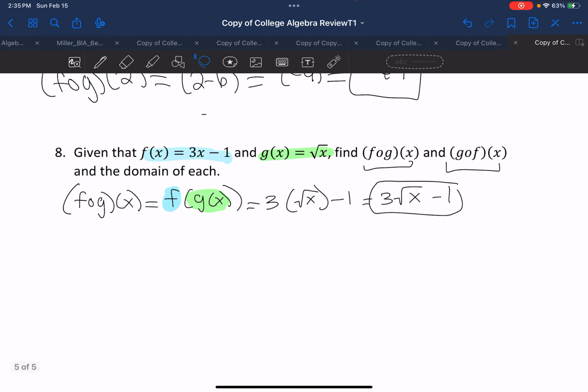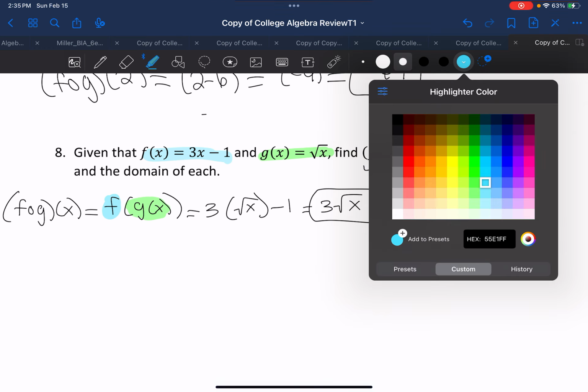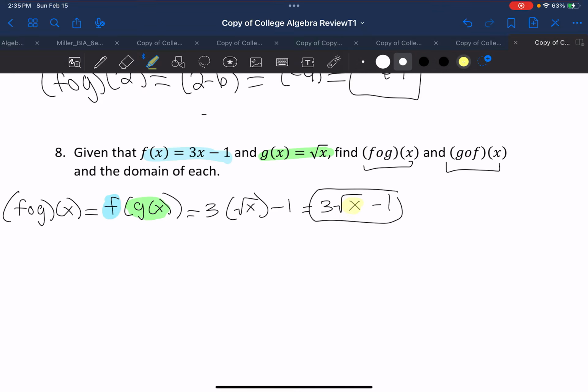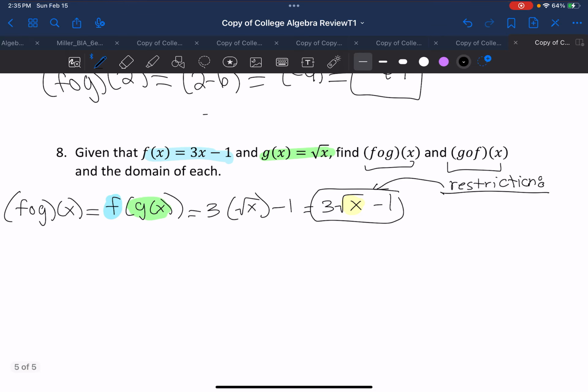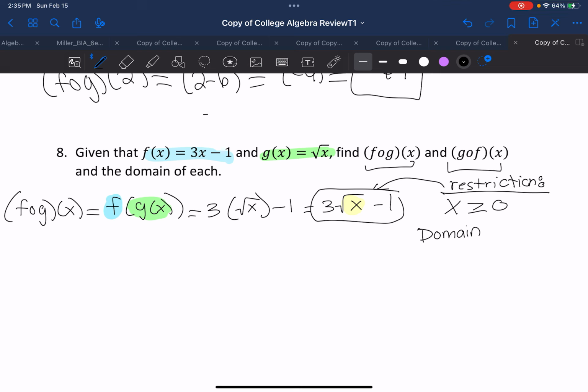Now the domain of this does have a restriction, because I have that square root there. And the restriction on the square root is we can't take the square root of a negative number. So that expression underneath the square root, which is just x, needs to be greater than or equal to 0. And this is in fact the domain, because it's already solved for x. So the domain is from 0 with a bracket to positive infinity.